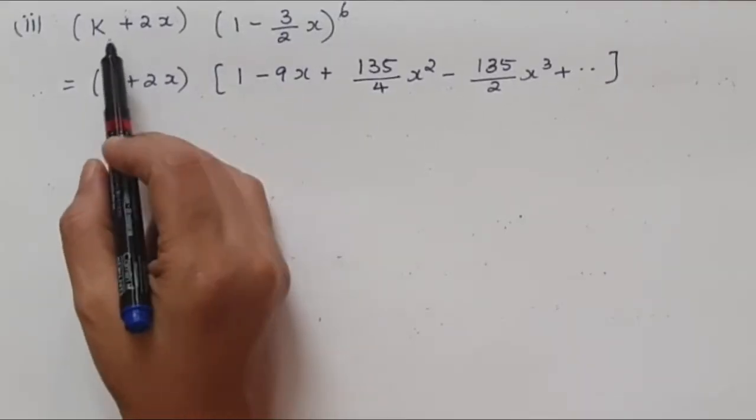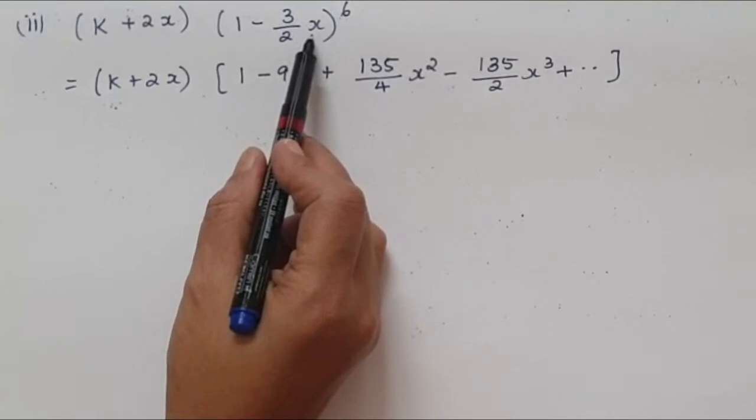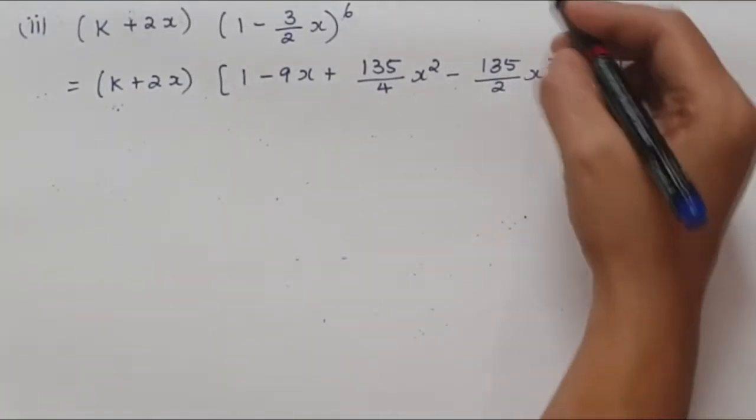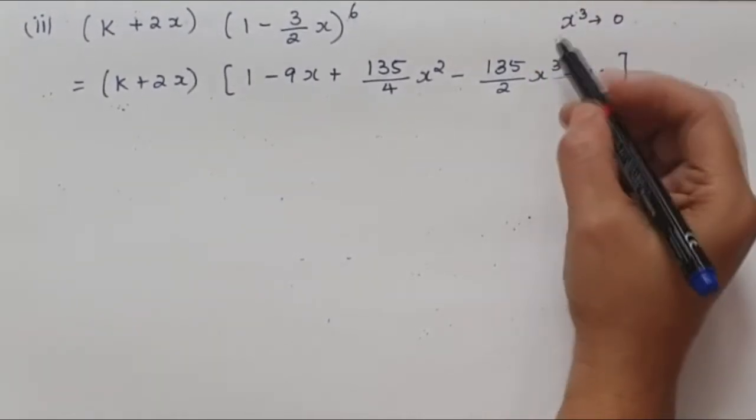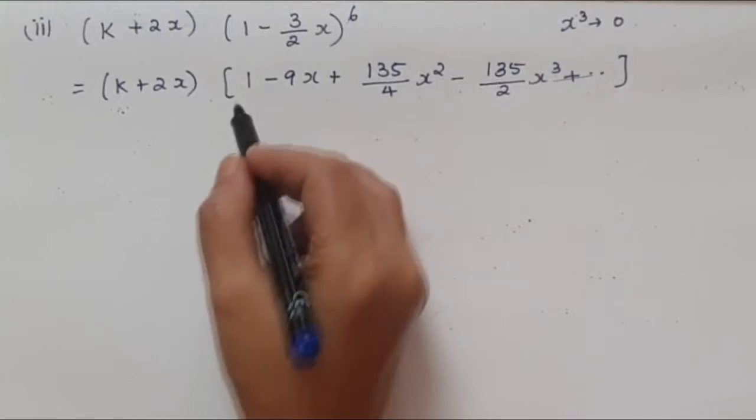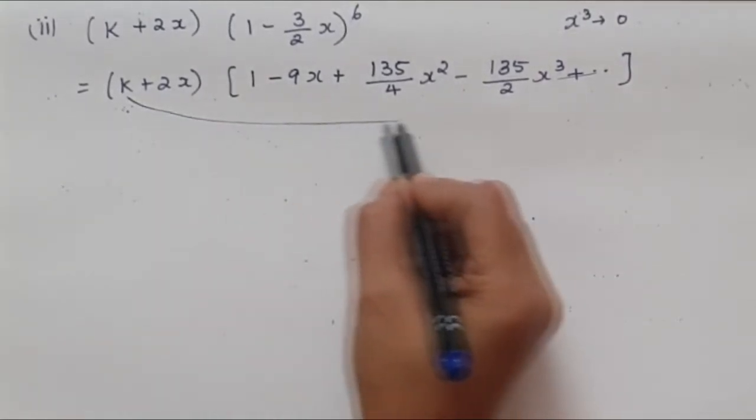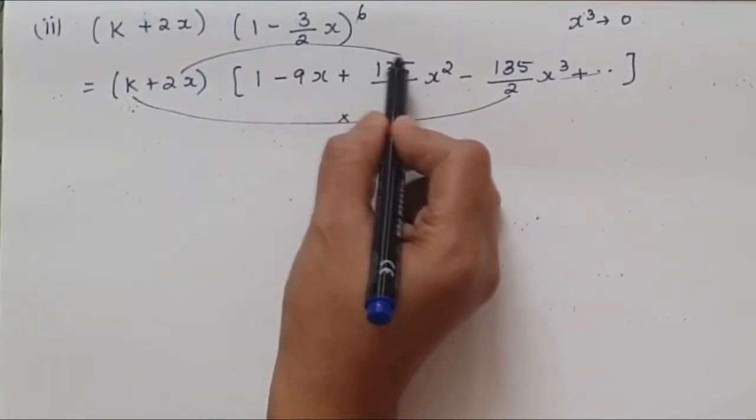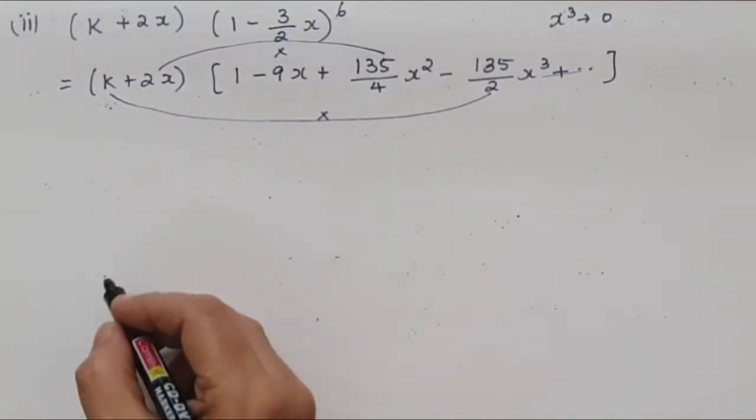Now we have to simplify this, that is k plus 2x into 1 minus 3 by 2x the whole power 6. We have already found this expansion. Now it is given there is no x cube term, means the coefficient of x cube is 0. So we need to find the terms which give us x cube. This k into this will give us an x cube when you multiply. In the same way, 2x into x squared, when you multiply, you get an x cube. So we are going to multiply those two terms.